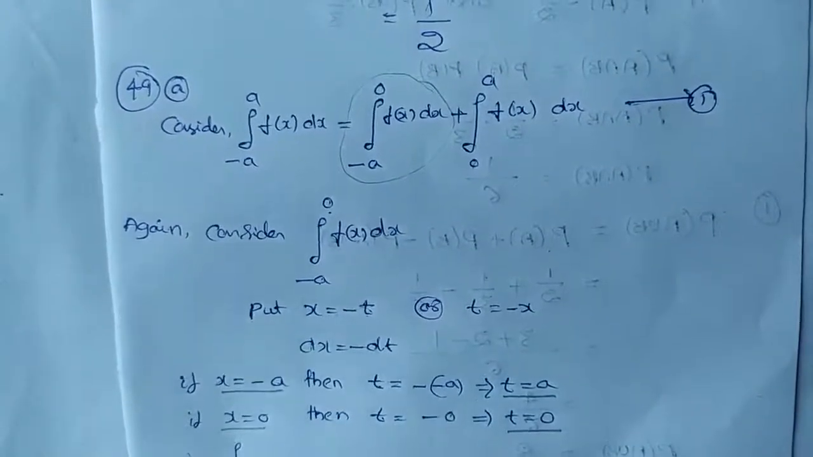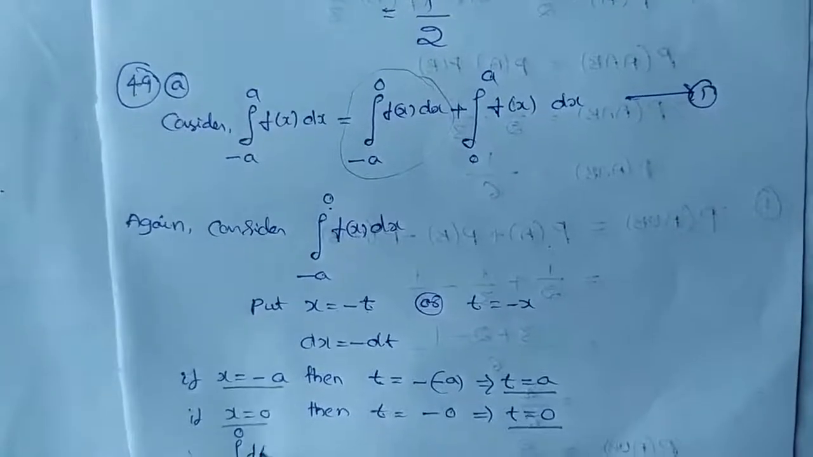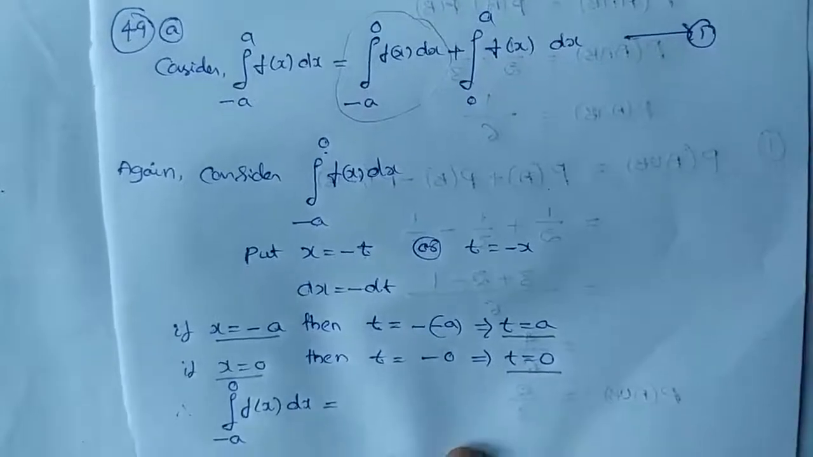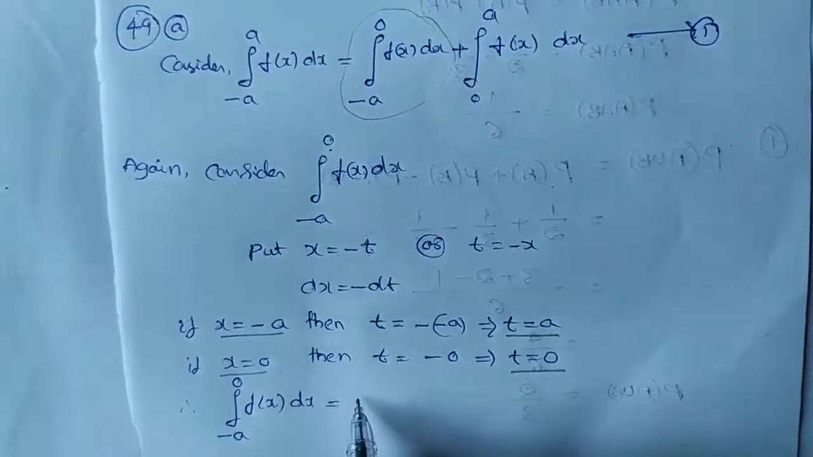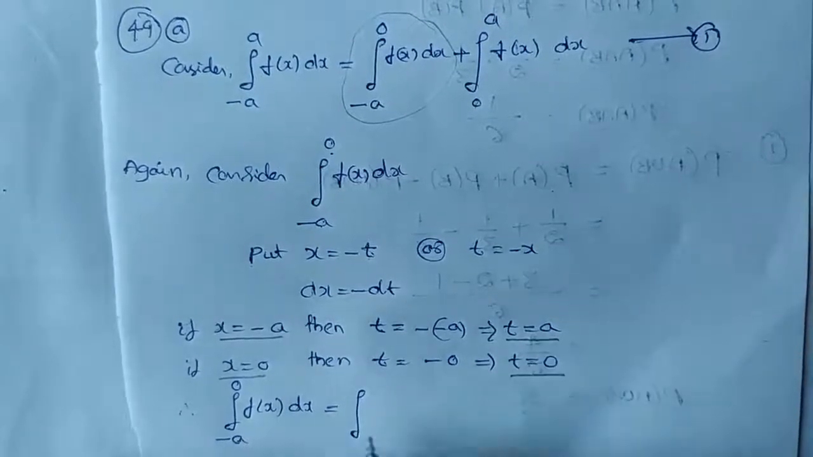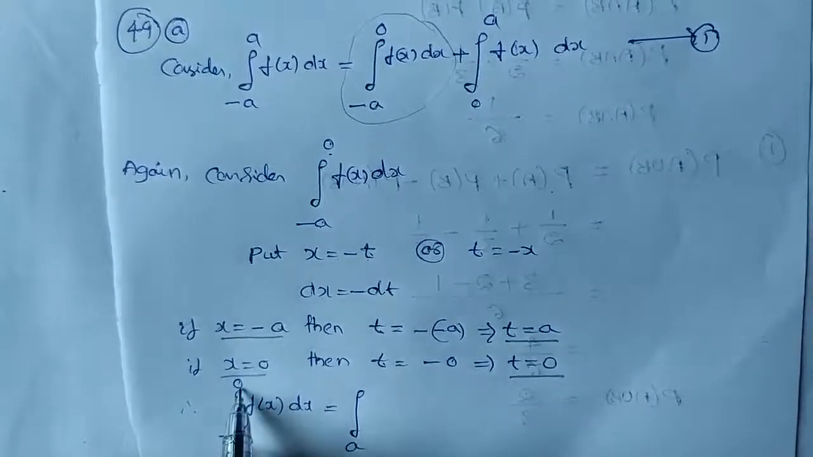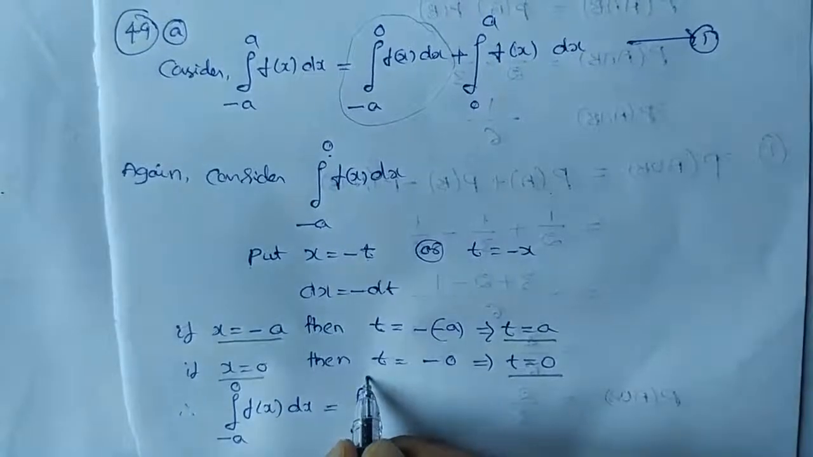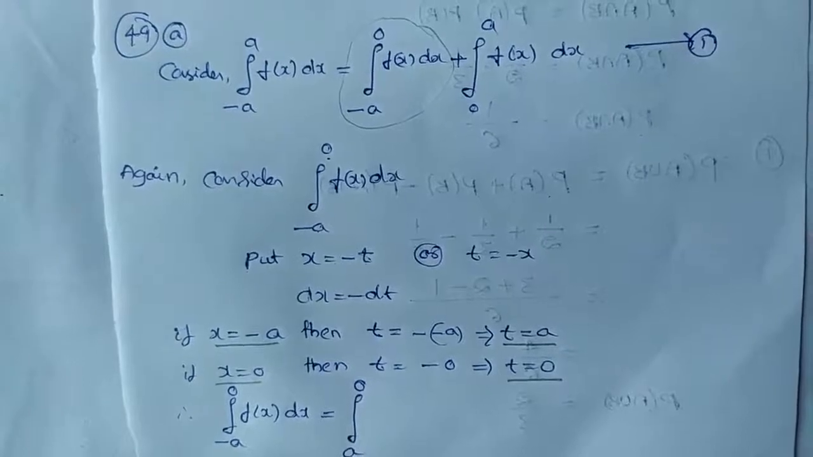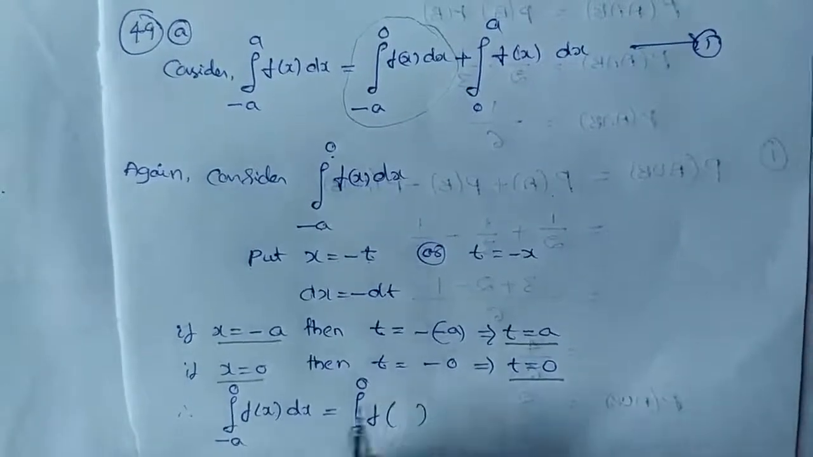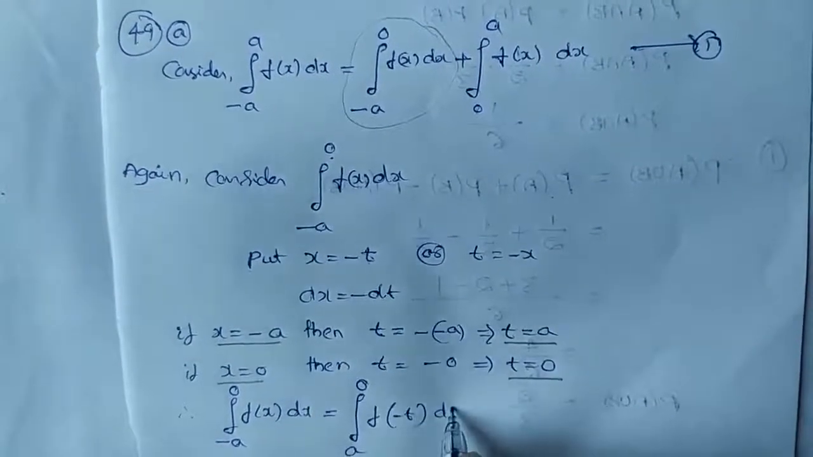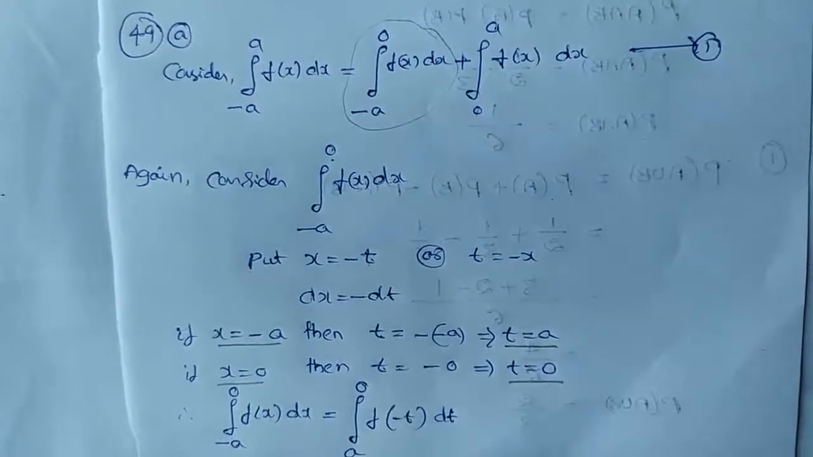Therefore, integration of minus a to 0 f of x dx equals integration of, if x is minus a, then t value is a. If x is 0, then t is 0. Now f of x is what? For x we have taken the substitution minus t, so dx is minus dt.